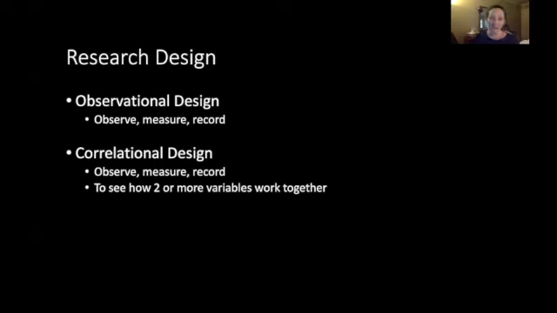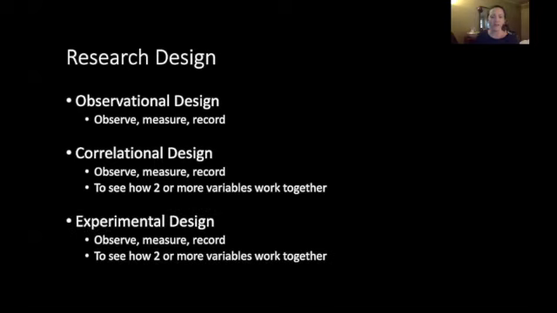The interference comes with experimental design. So in experimental research, we again observe, measure, and record things that are happening to see how two or more variables are working together or might be different. However, in experimental design, we manipulate some variable. And so we are looking to see how these variables work together because the researcher has manipulated a variable.